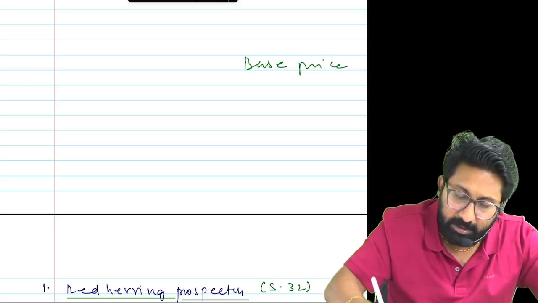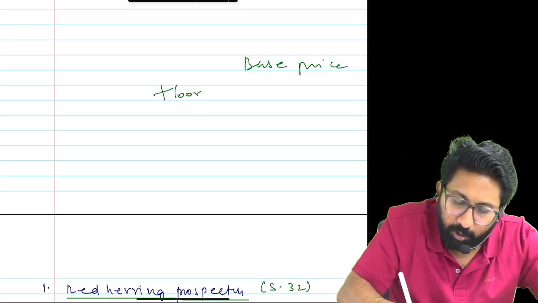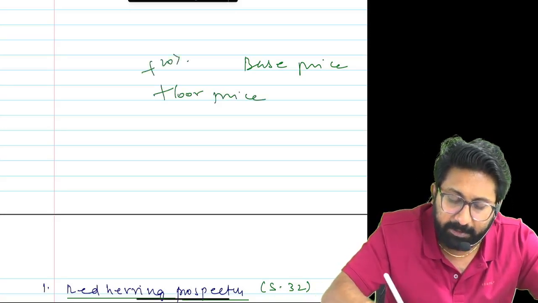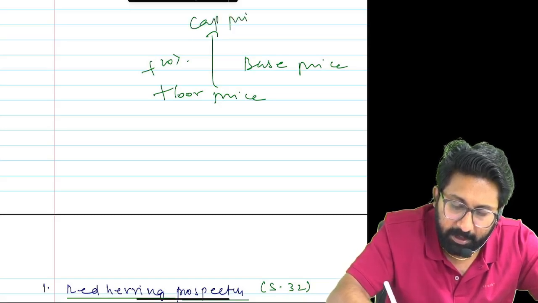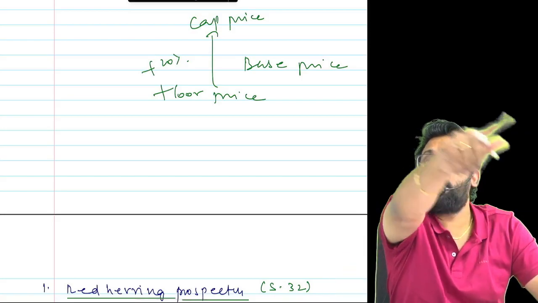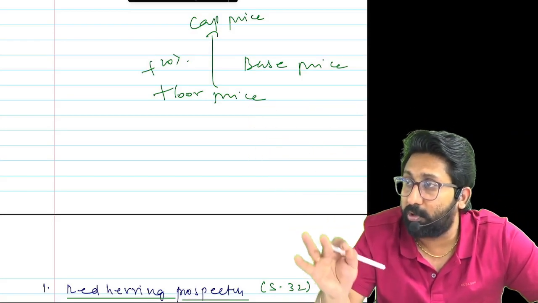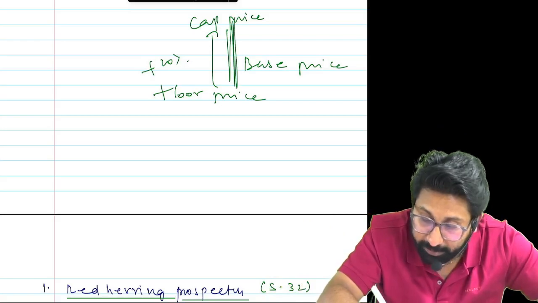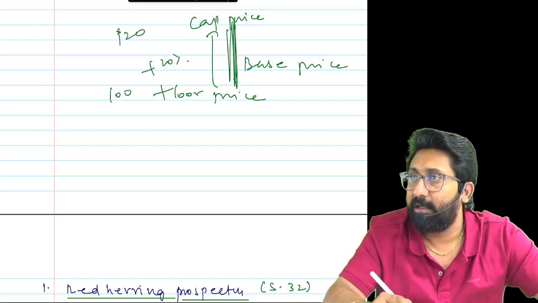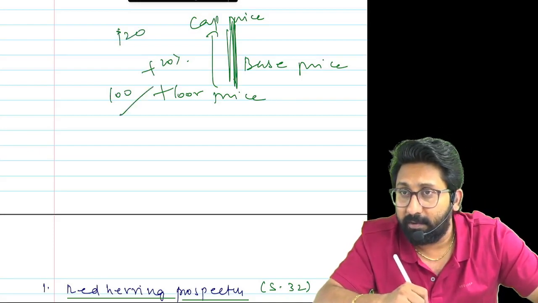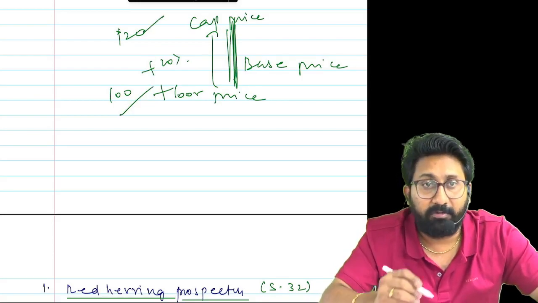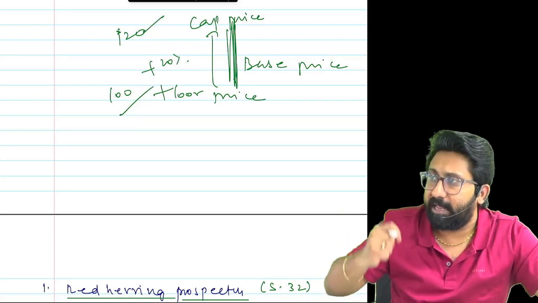Now, I will call this the floor price. Which price? Floor price. Plus 20% to this will become the cap price. All of you are participants. You can buy between these 2 prices. Let us say this is 100 and this is 120. Floor? Cap? 120. Okay.